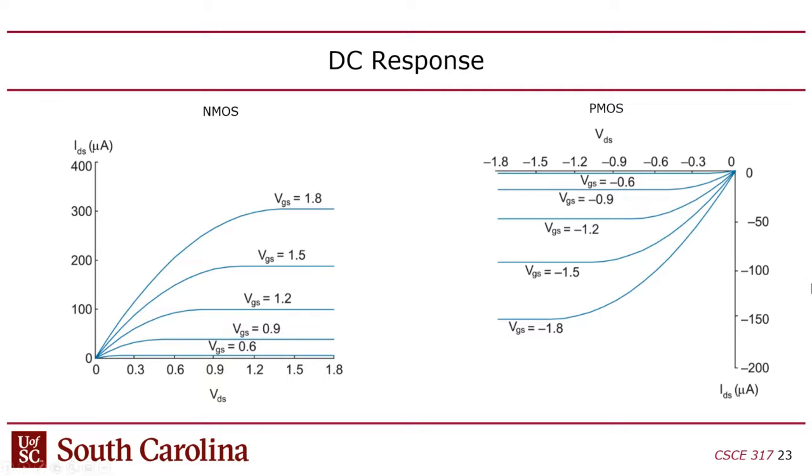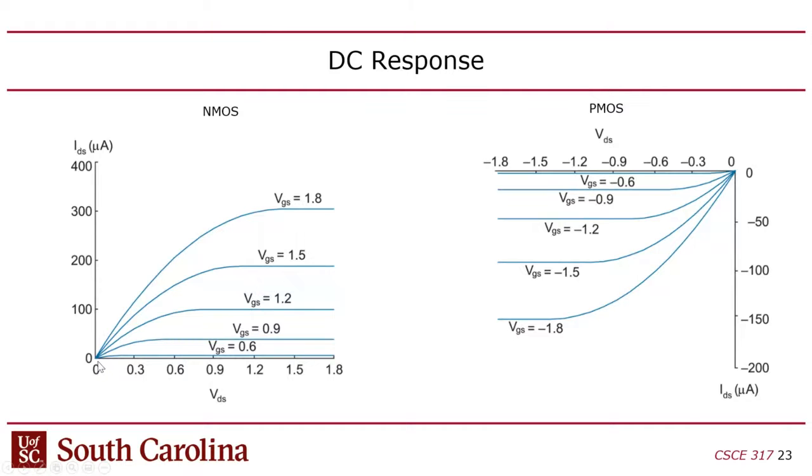Okay, so then there's the DC response of these transistors. These plots are showing the current, which is on the vertical axis, versus the drain source voltage, and there's one trace for every gate voltage. So if the gate source voltage is 1.8, which I think the implication here is pretty much VDD, that's kind of your max. You're giving it the full gate voltage.